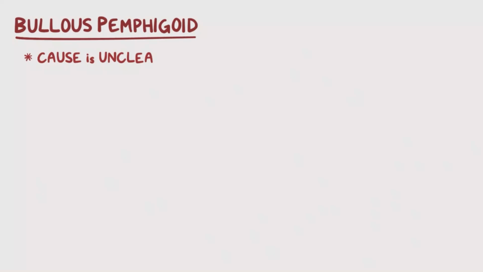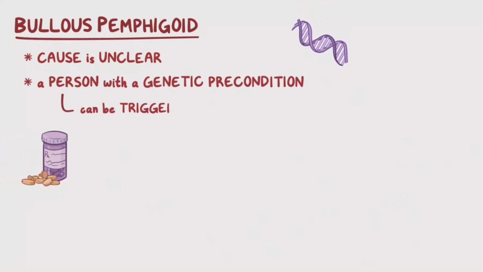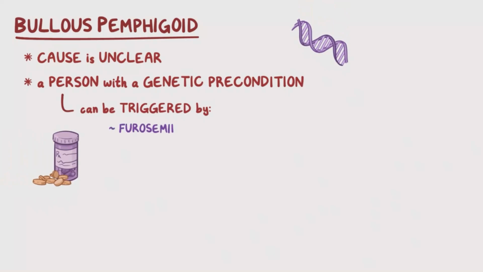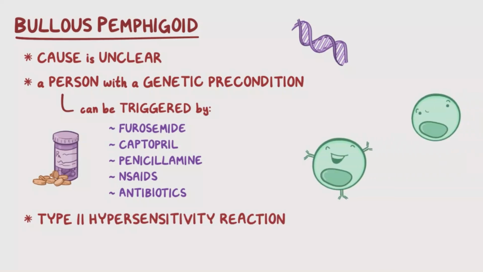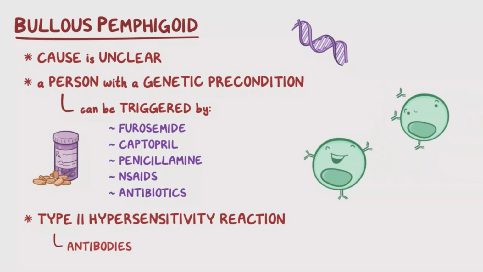The exact cause of bullous pemphigoid is unclear, but it's thought that in a person with a genetic precondition, it can be triggered by medications like furosemide, captopril, penicillamine, nonsteroidal anti-inflammatory drugs, also called NSAIDs, and antibiotics. Bullous pemphigoid is a type 2 hypersensitivity reaction, which is when the immune system produces antibodies that bind to the body's own cells.